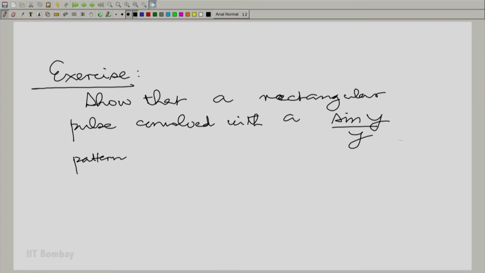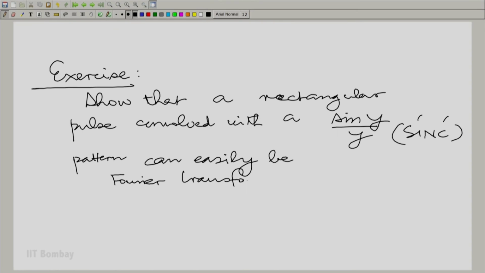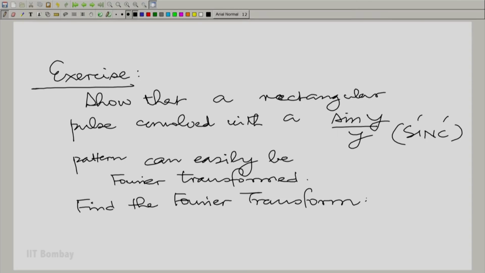In fact, we have given this a name and we will give this name again. This is often called a sinc pattern, can easily be Fourier transformed. Find the Fourier transform. So, I mean you could choose your width of the rectangle and the size of the main lobe, that is yours. In fact, play around with that. This exercise is meant for you to understand that.